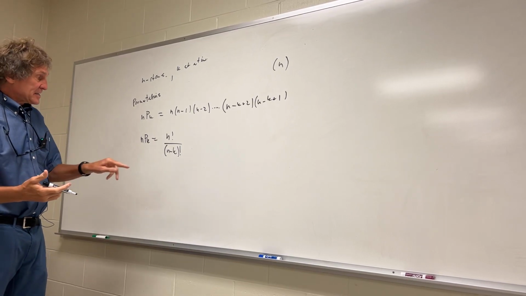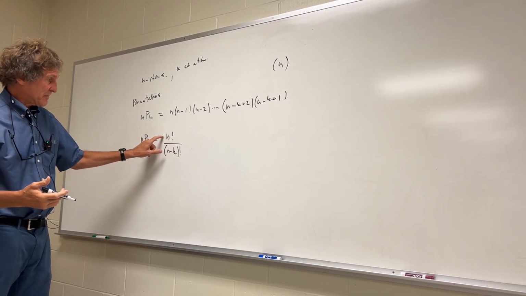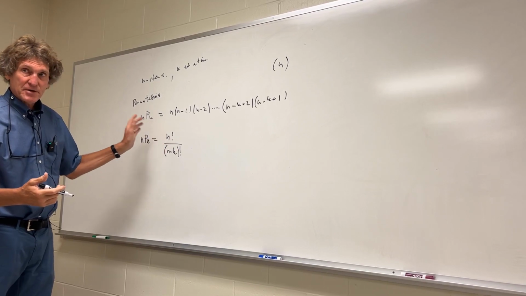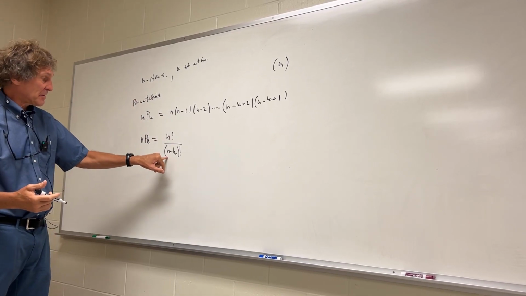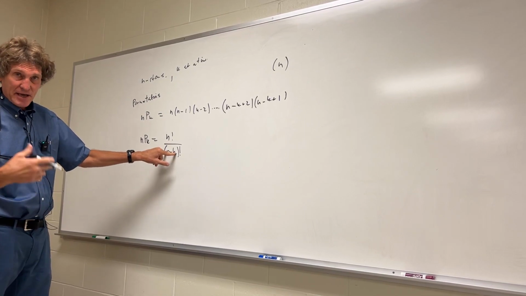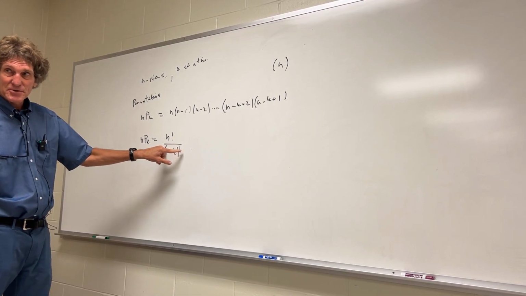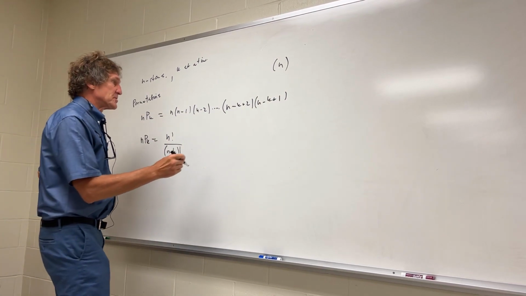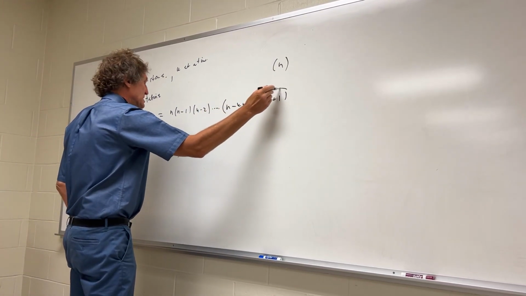The reason for that is, if you have n factorial, you have n, n minus 1, n minus 2, n minus 3, all the way down the line. If you divide by n minus k factorial, down here you have n minus k, n minus k minus 1, n minus k minus 2, and so forth, and you're left with just this bunch, you might say.